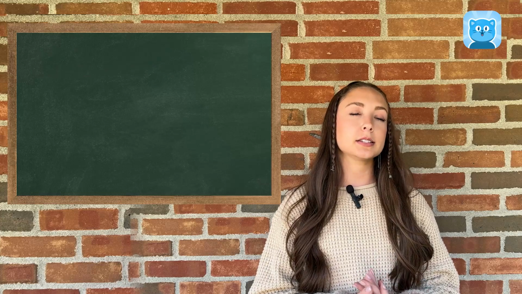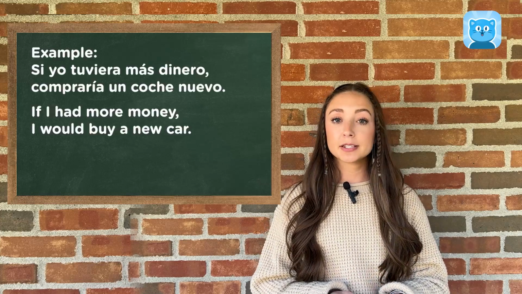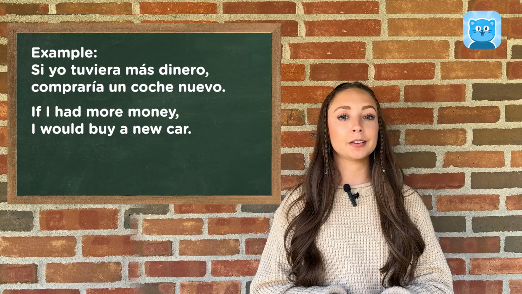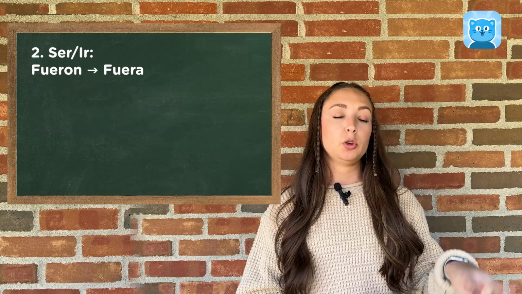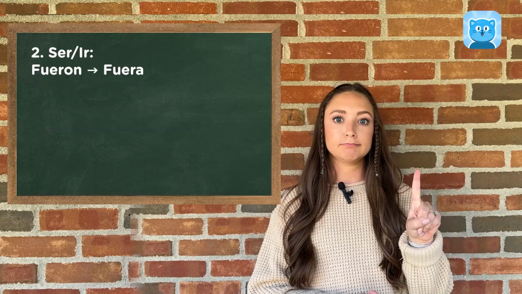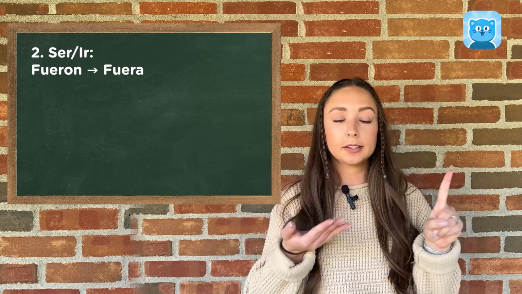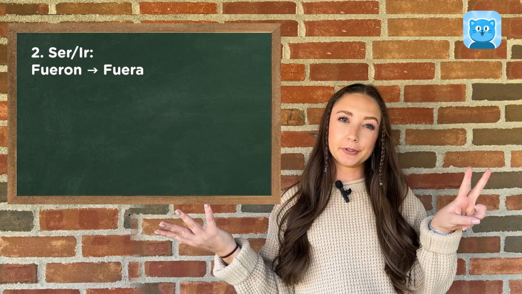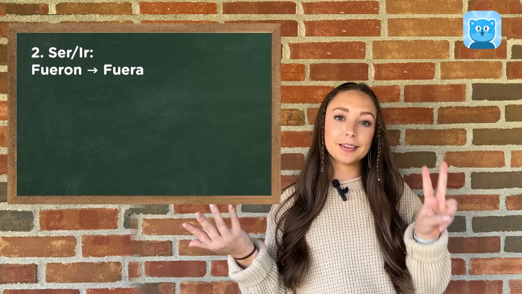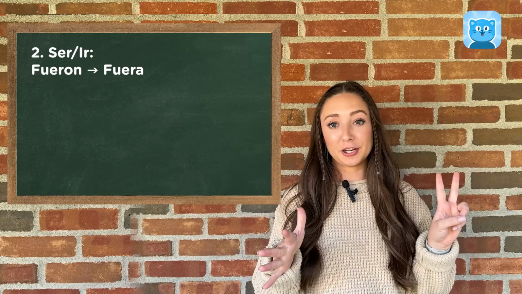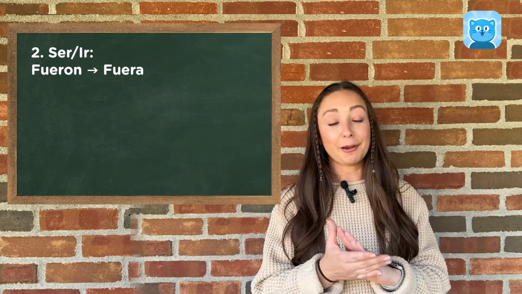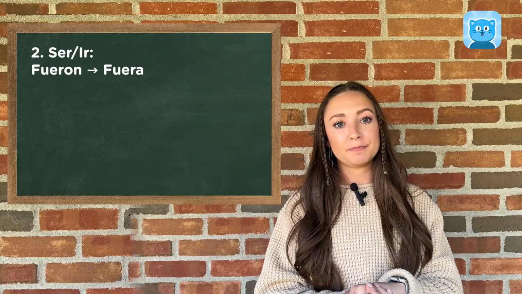So let's look at this in an example. Si yo tuviera más dinero, yo compraría un carro nuevo. If I had more money, I would buy a new car. Número dos, ir. Of course, ir is irregular. I mean, did we expect anything different? And ser. That one also, did we expect anything less? But luckily, these two have the exact same conjugation in the preterite tense, which means they have the exact same conjugation in the past subjunctive.